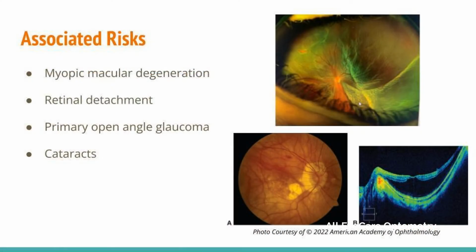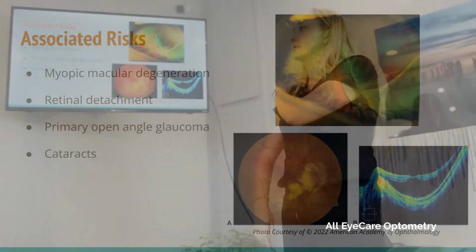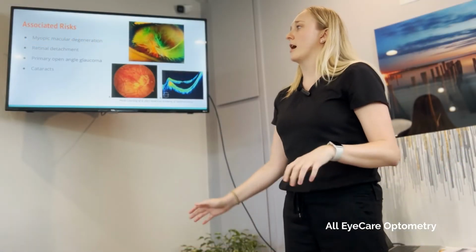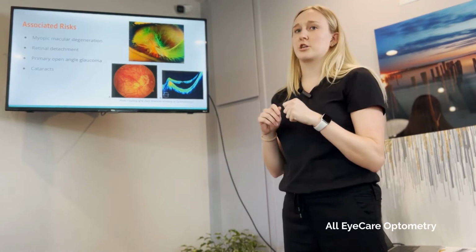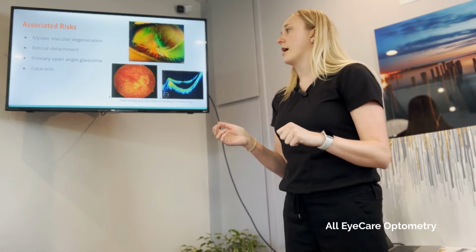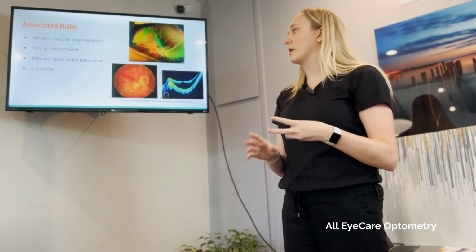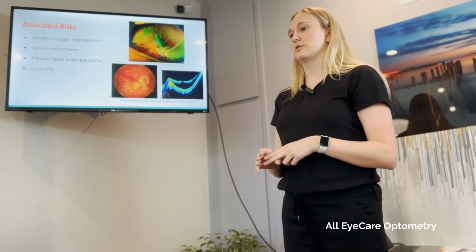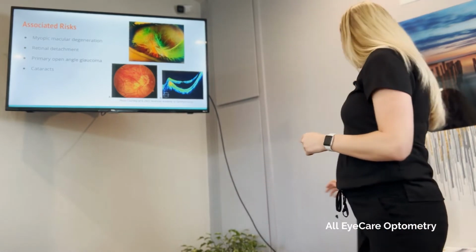So we have to think beyond just the blurred vision because there are pretty significant associated risks that come with someone that has myopia. These are listed here. For example, people with myopia have a higher risk of retinal detachment. They have a higher risk of myopic macular degeneration. Both of these can be visually pretty devastating. And then other conditions like glaucoma and cataracts are also more common in patients that have myopia.